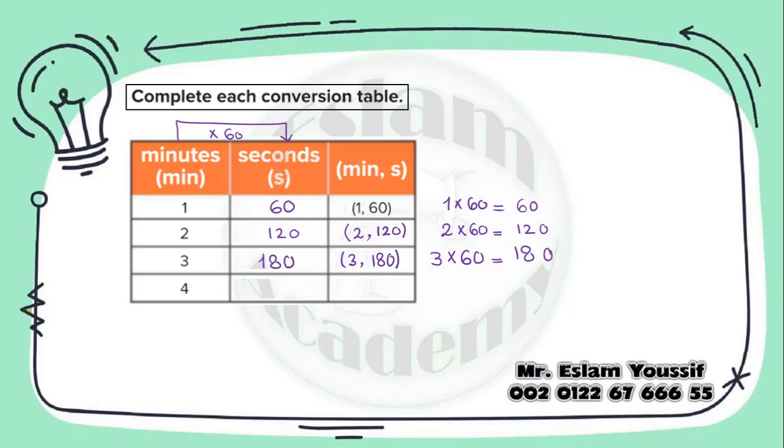Now we have 4. Just write 4 and multiply it by 60. You will find that 4 times 0 equals 0. And 4 times 6 equals 24. So the answer now will be 240. So each 4 minutes equals 240 seconds. And that's how we can convert from minute to second.